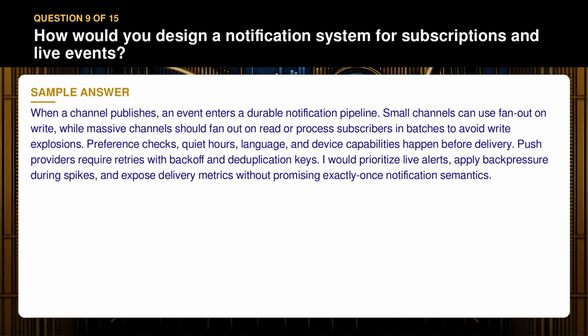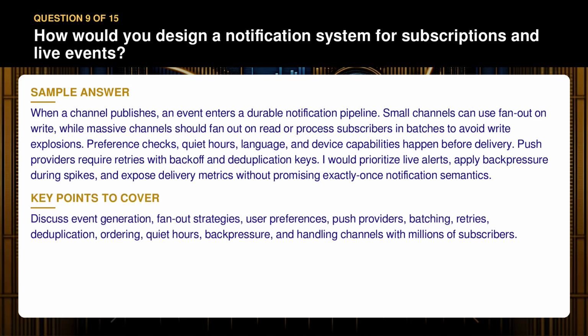Push providers require retries with backoff and deduplication keys. I would prioritize live alerts, apply backpressure during spikes, and expose delivery metrics without promising exactly once notification semantics. Discuss event generation, fan-out strategies, user preferences, push providers, batching, retries, deduplication, ordering, quiet hours, backpressure, and handling channels with millions of subscribers.